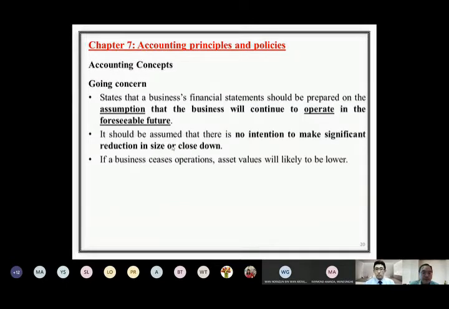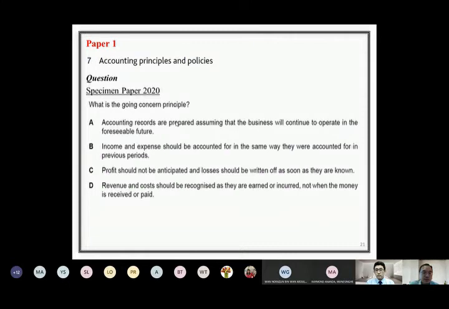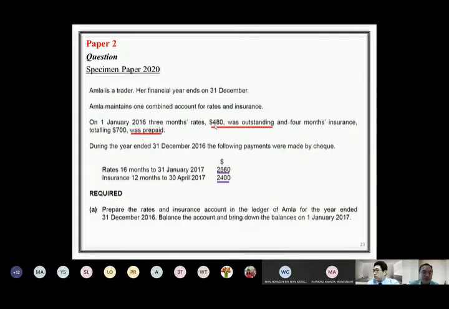Yeah? So going concern, talk about assumption and continue to operate in the foreseeable future. So the specimen paper, we look at the principle. So actually, look at the keywords: assumption, assuming, continue to operate, foreseeable future. Okay. So for specimen paper 2, this will involve more analysis and also evaluation.